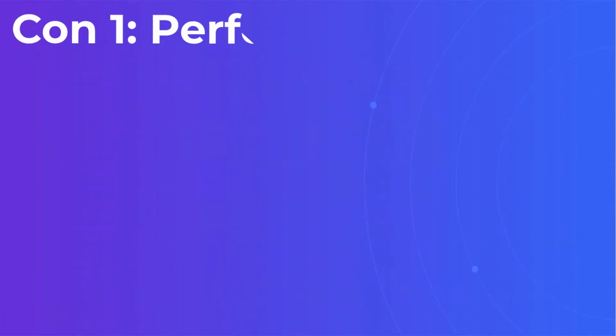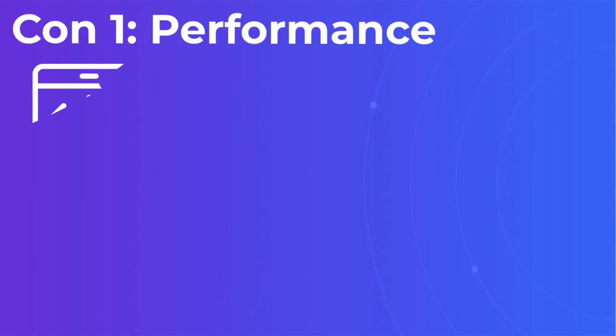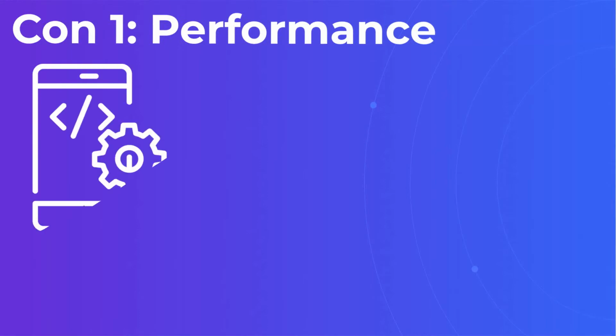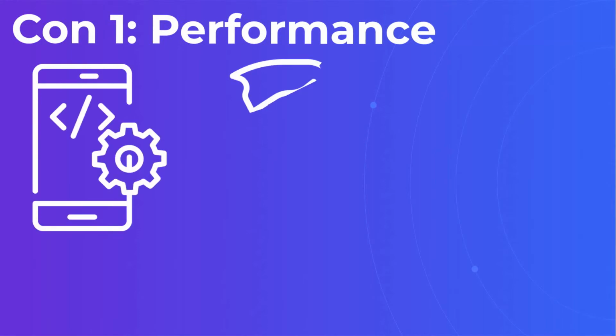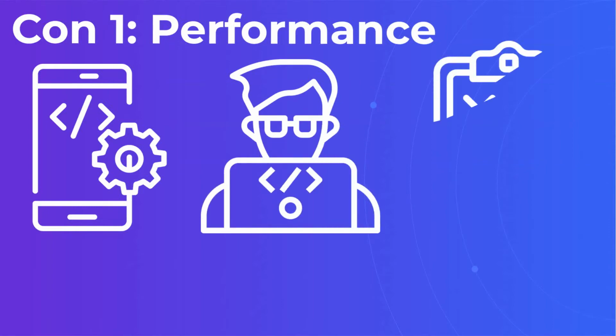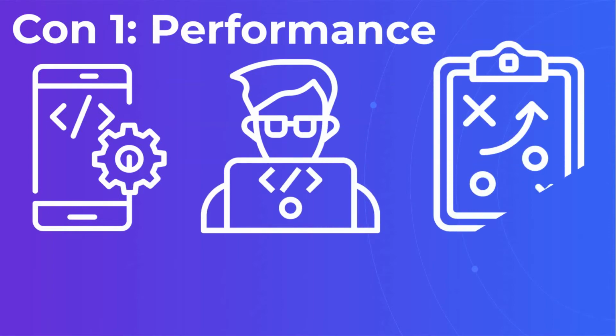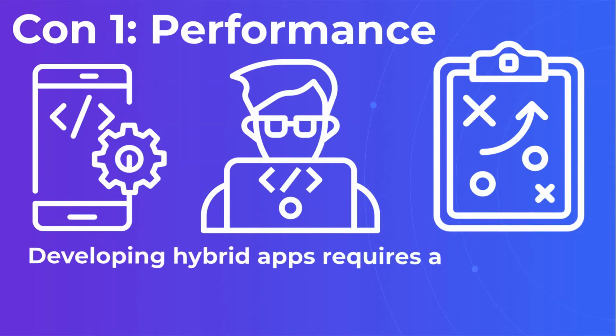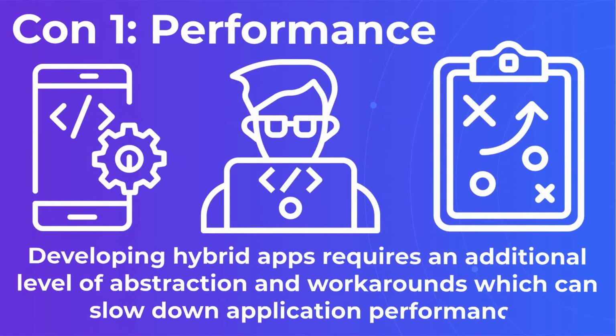Con 1. Performance. The performance of hybrid applications is often a point of controversy. A good hybrid app should be nearly as fast and responsive as a native app. However, this is not always the case. Developing hybrid apps requires an additional level of abstraction and workarounds which can slow down application performance.